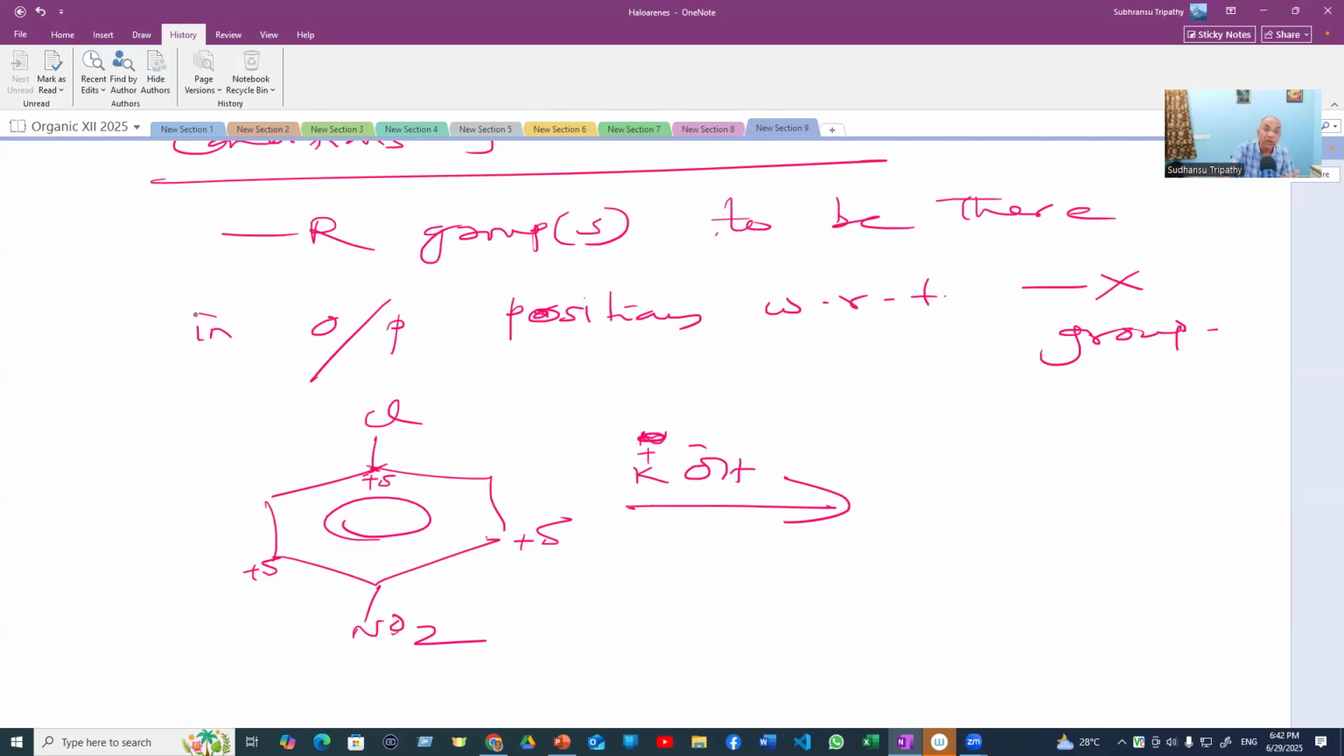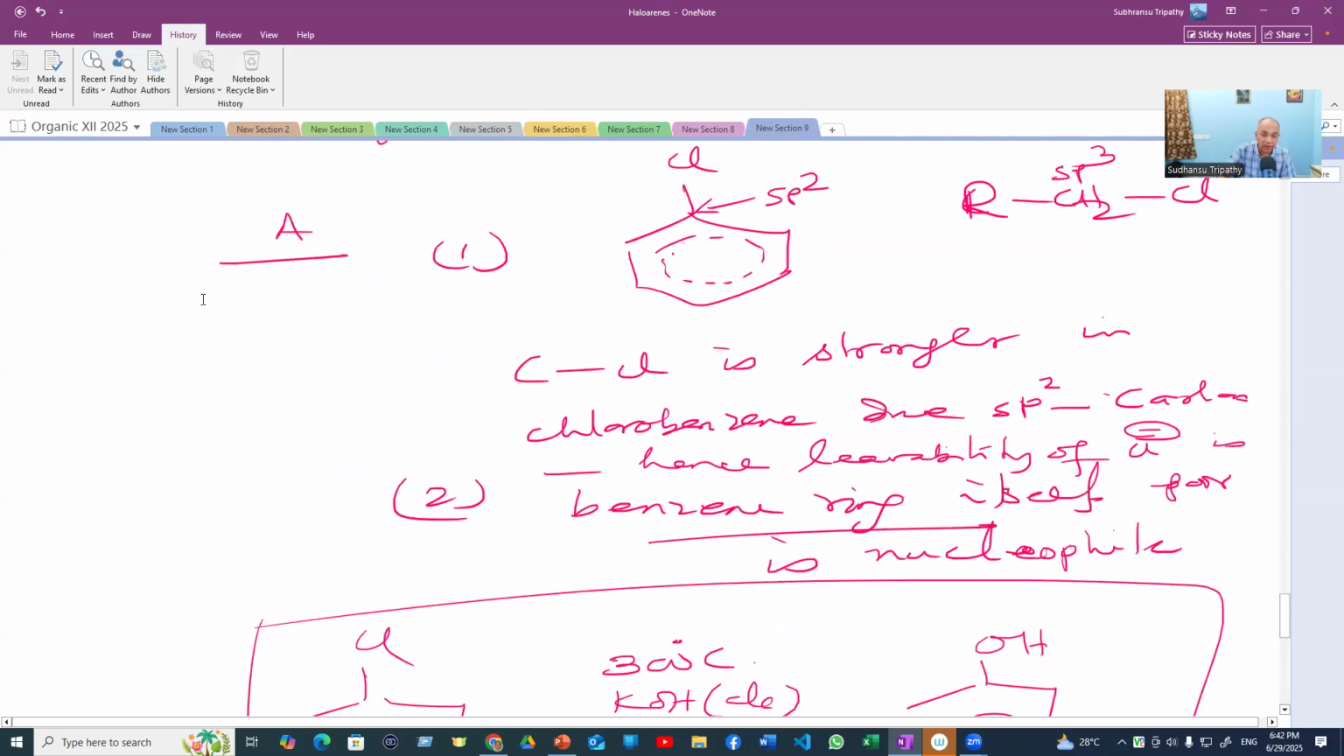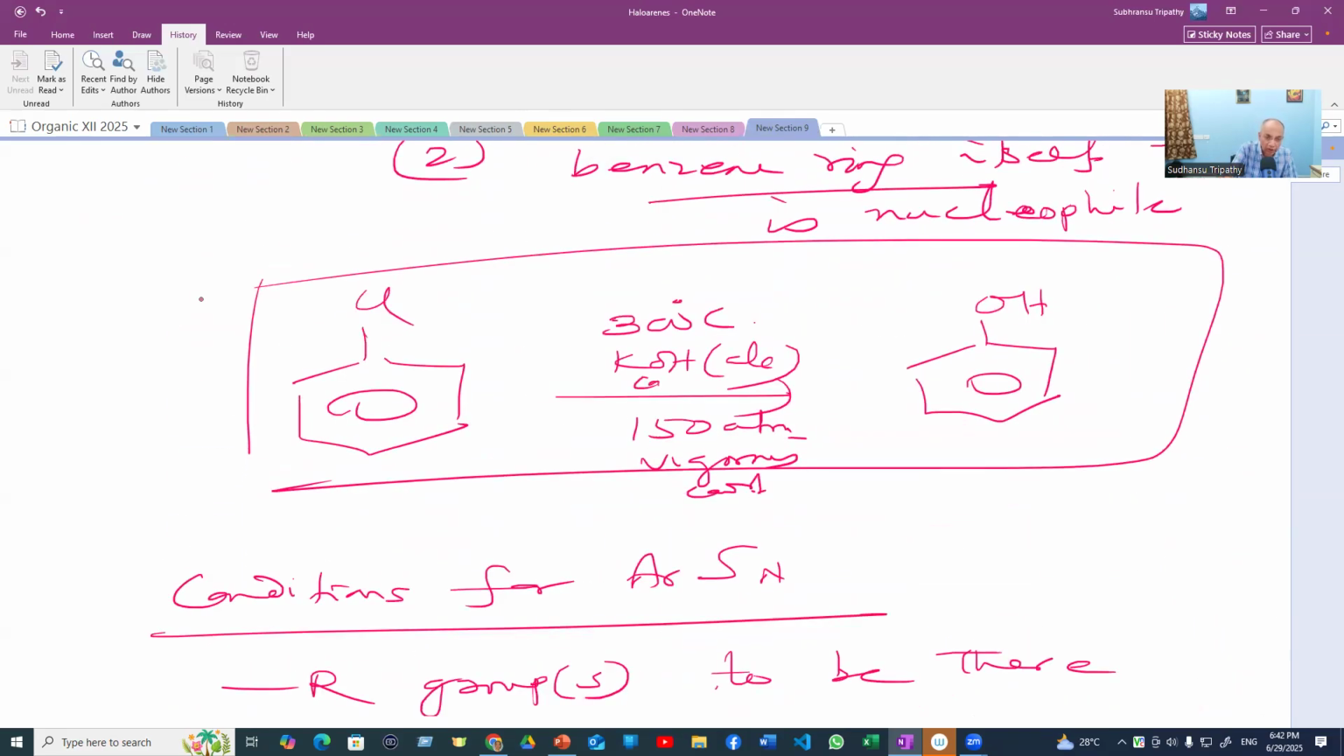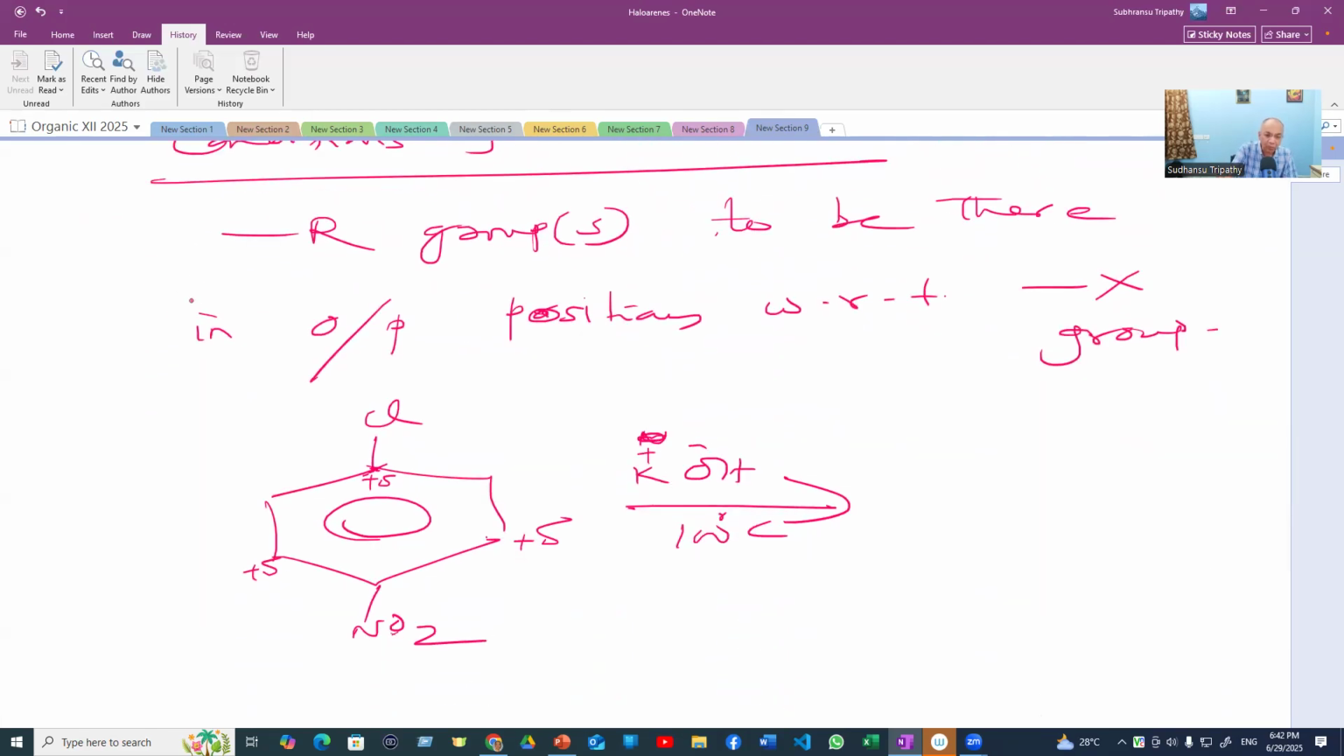with conditions at about 100 degrees Celsius, whereas that was needing concentrated KOH. I have not written, very, very vigorous condition. Here, simply 1 molar solution will do the job at 100 degrees. So the conditions are reduced, and this is ArSN, and the product will be this paranitrophenol.